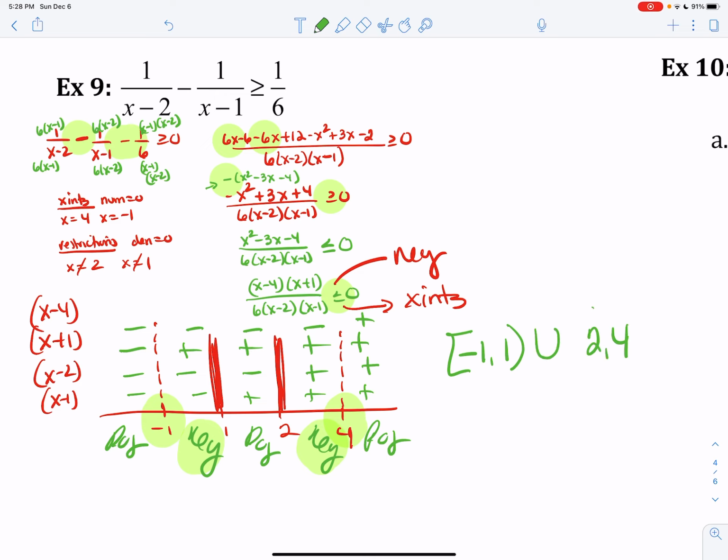We do not want to include 2, which was a restriction. We do want to include the 4, which was an x-intercept. And there is our final answer.